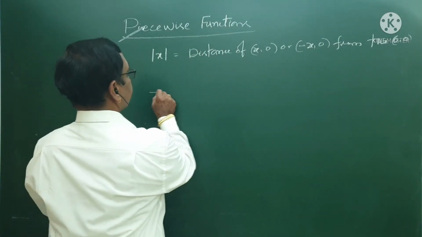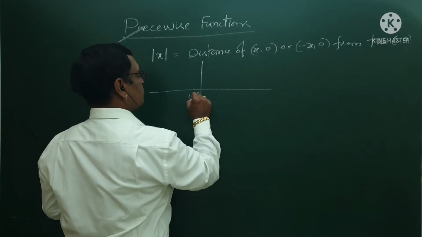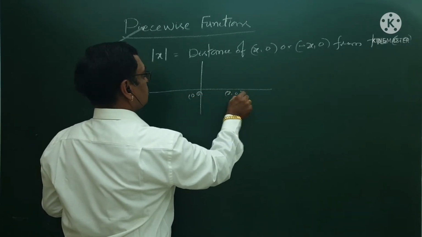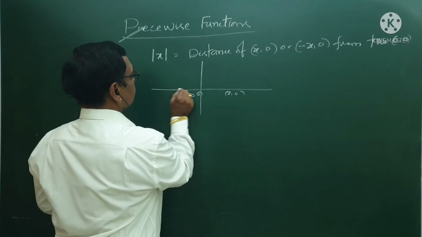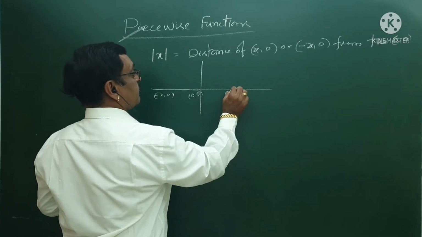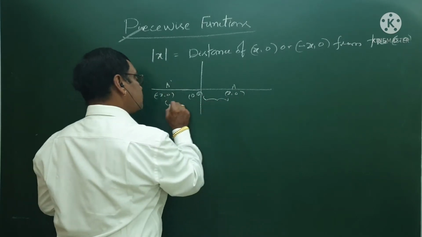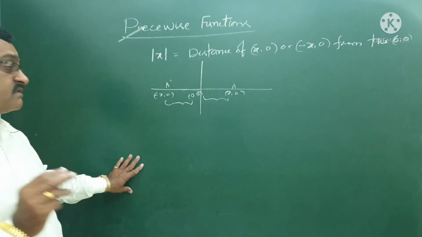That means if I have this point (0, 0), and this is (x, 0), and this is (minus x, 0), somewhere here. Let's say this is a point and this is a point. Now this distance or this distance will be mod x.